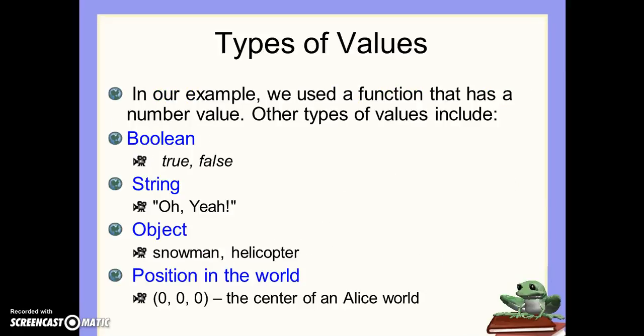Okay, so now when it comes to the different values that can be returned, we have a Boolean value, which is a true/false value. We have a string value, which is a string of text. We have an object value, which could be a snowman or a helicopter that's in the world. And then we could also have coordinates, or the position of that object within the world.